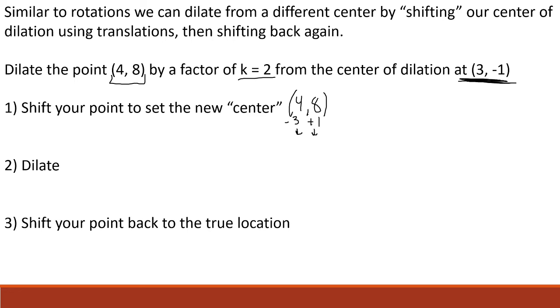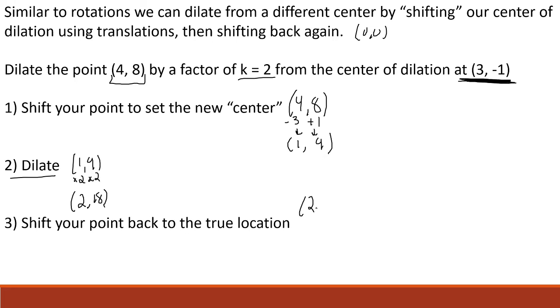Remember, when I do my dilating stuff, I usually want it at the center, right? I want it at 0, 0. I want it at the origin. Well, I'm not at 0, 0. I'm at 3, negative 1. So I'm going to undo this by subtracting 3 and adding 1. So I'm basically going to zero this out, but I'm going to apply it to this point here. So this would be 1, 9. And then I'm going to take that 1, 9 and dilate it by normal, so times 2 to both of them. Get 2, 18. So this part here is just the normal dilation that you just did last time.